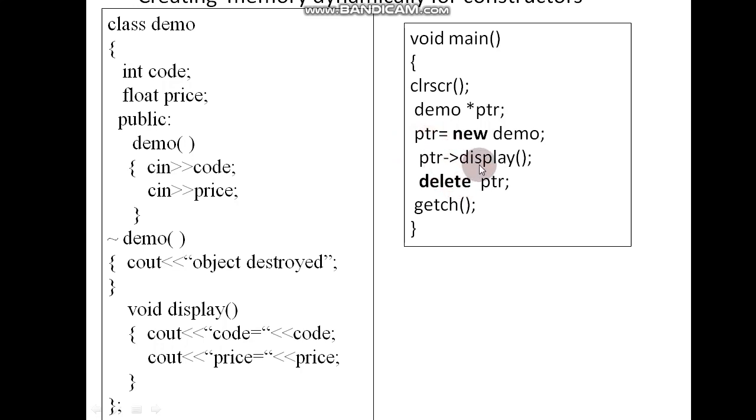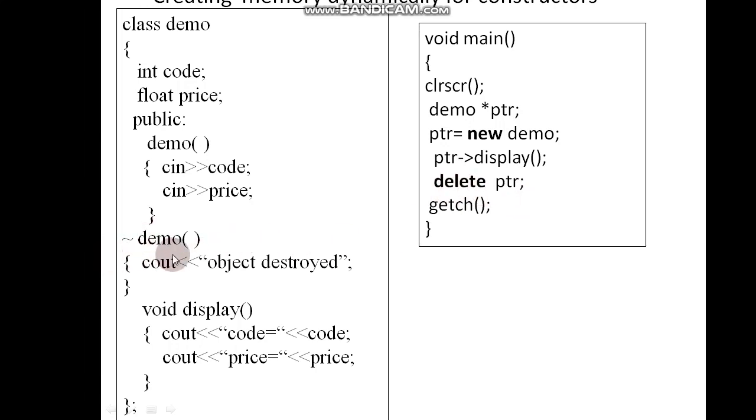Then we are calling display function using PTR. The values inside this object, code and price, will be displayed in this function. Then the object created will be deleted using delete operator. And when we call this operator, destructor function will be called and it will display object destroyed.